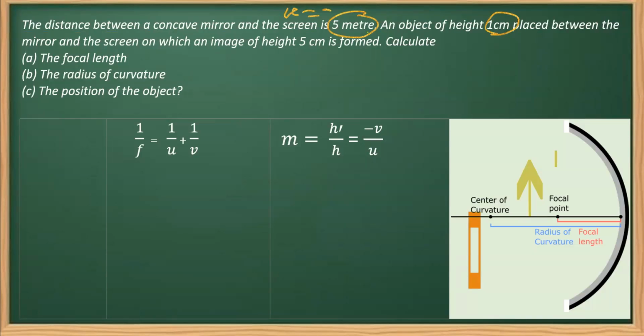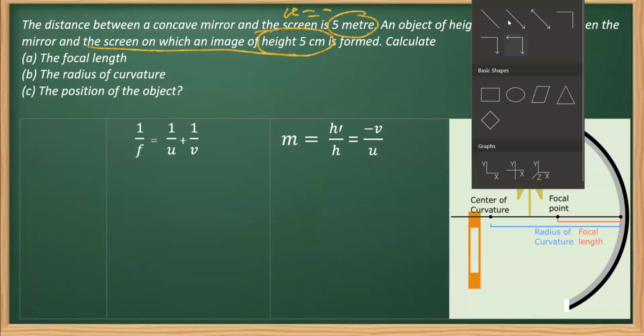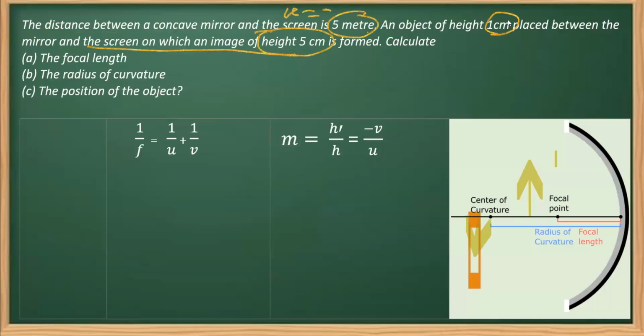And the image is formed on the screen. Whenever the image is formed on the screen, it is always real and inverted. That means we are also given the height of the image here, and the image is real and inverted. So this is the image formed here. The image is formed on the screen and it is real and inverted.